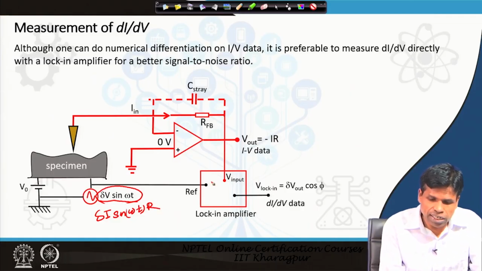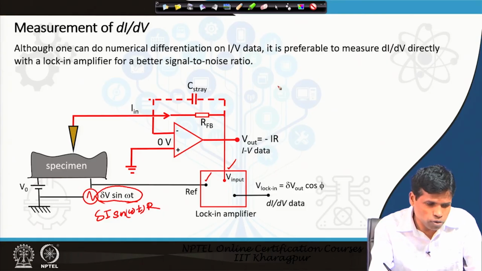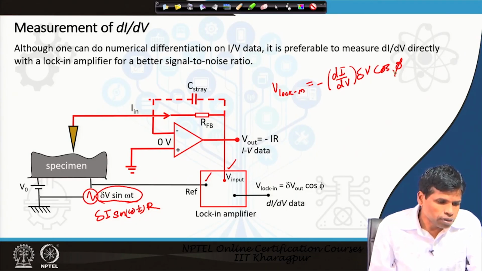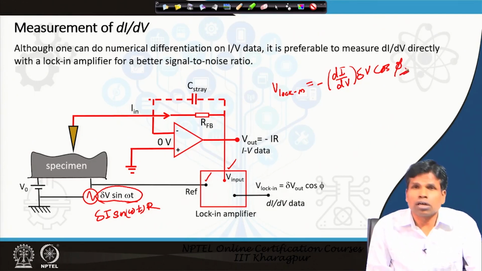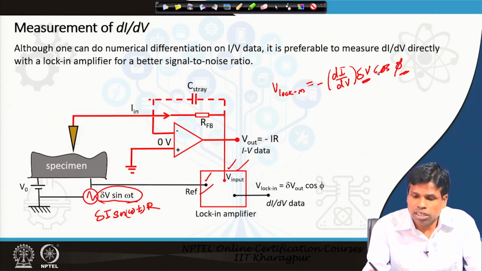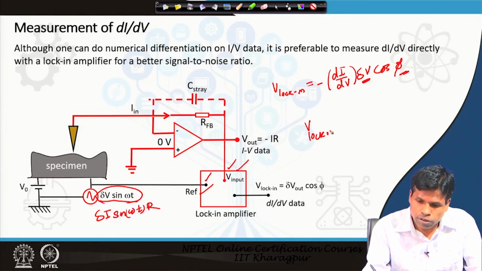ΔI sin ωt. This modulation of the current is given to the lock-in amplifier as a reference, and the other one comes as the V input. The output from the lock-in amplifier, V lock-in, will be equal to minus dI/dV ΔV cos φ. There is a component, cos φ, which is the phase difference between the input and reference voltage. The phase difference can be made such that cos φ is 1. So, in these cases, if we keep ΔV constant, then V lock-in is proportional to dI/dV.